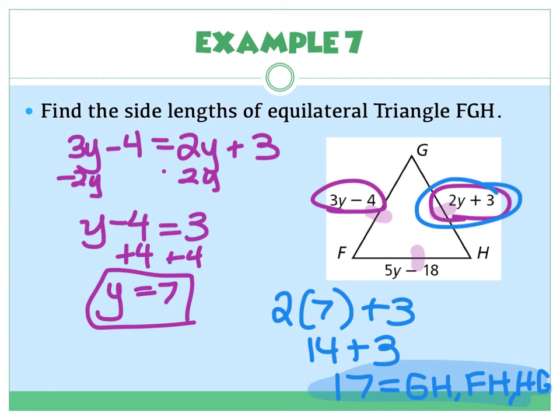Yep. So for the answer, would you just write y equals 7? Not y. It says find the lengths of the sides. So you're saying GH equals 17, FH equals 17, and GF equals 17. You've got to give the side length. 17? You got to take the 7 and plug it back in.